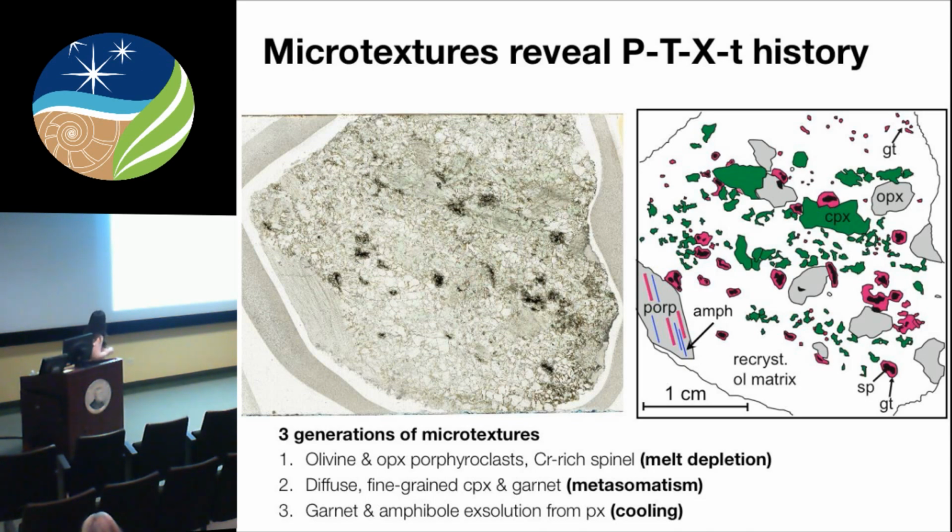The second texture is these bands of fine-grained pyroxenes, and as I mentioned earlier, that could be suggestive of some secondary metasomatism. And then finally, there's a third texture, which is what we interpret to be associated with cooling, and that's the presence of fine-scale garnet and amphibole exsolution lamellae in pyroxenes, which we think, because as we decrease the temperature, aluminum becomes less stable in the pyroxene structure. You can also increase the pressure, and therefore you exsolve out an aluminum-rich phase, the garnet, from the pyroxene.